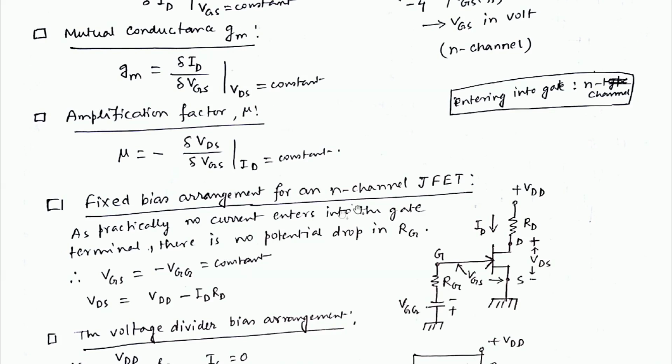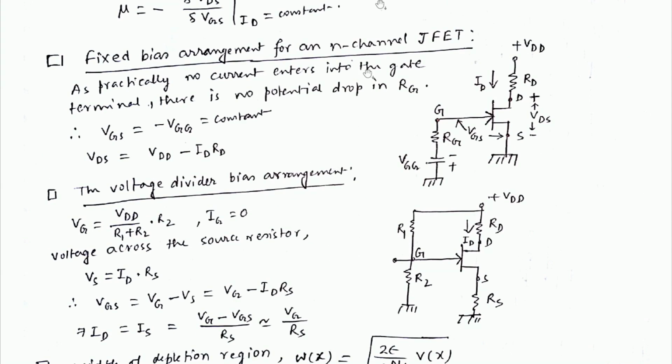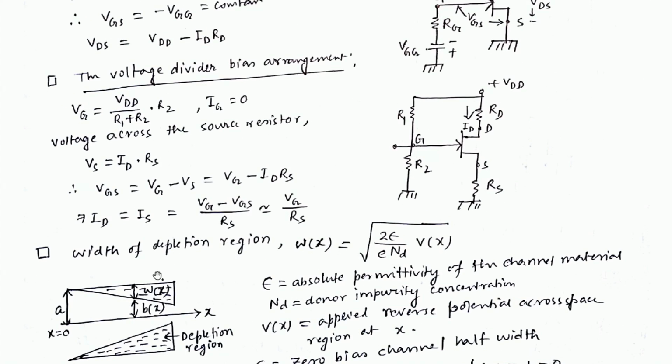Fixed bias arrangement for N channel JFET. As I have discussed taking BJT, now you can also design a fixed bias arrangement using JFET, and this is the circuit diagram. Similarly, voltage divider bias arrangement can also be done using JFET in this way.